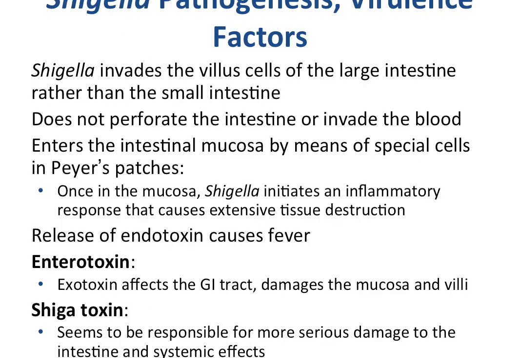So Shigella invades the villus sphere of the large intestine. Normally, Shigella doesn't cause perforation of the intestine. So it can invade the Peyer's patch. Okay, Peyer's patch is mucous lymphoid tissue of the GI tract.